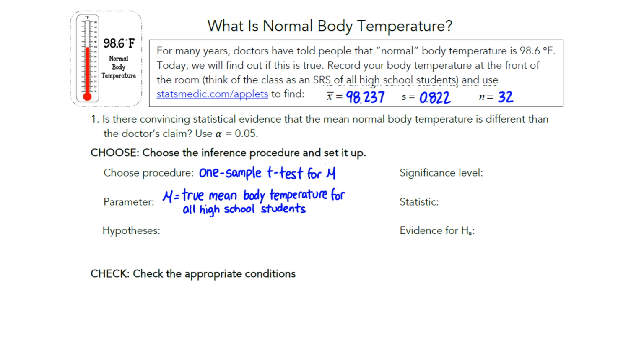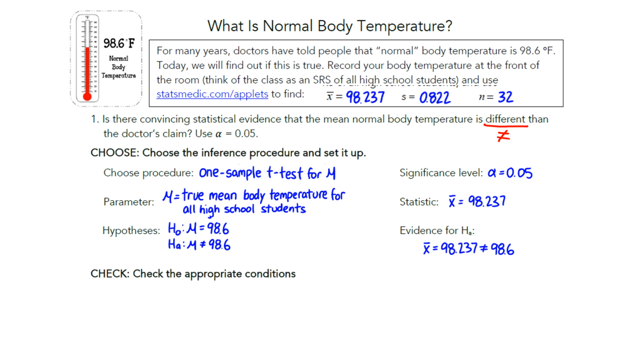And so our hypothesis, our starting point, is going to be that it's 98.6, but our alternate is going to be that it's not 98.6. So the null hypothesis is mu is 98.6, and the alternative hypothesis is mu is not 98.6. We're told to use a 5% significance level. Our statistic is that 98.237. Our evidence for the alternate is just that 98.237 is not 98.6.